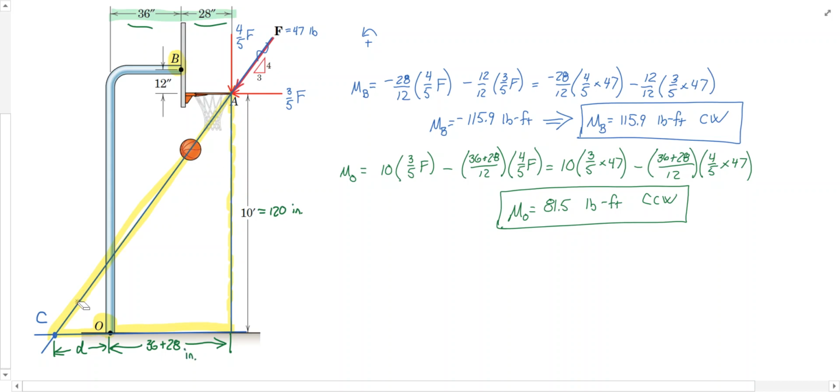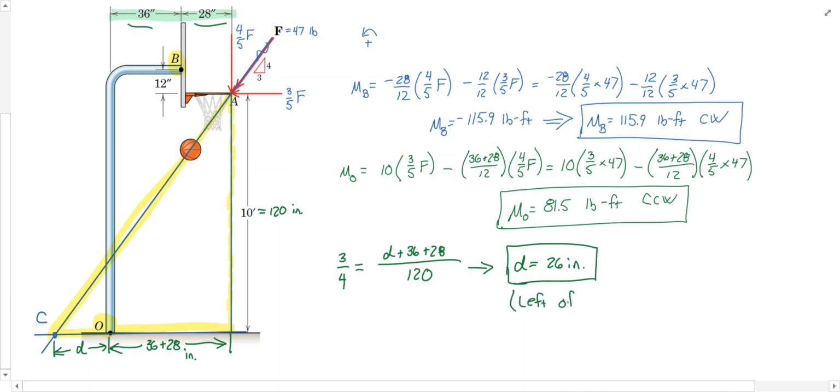And so we'll just match slopes. Slope of the force here is 4/3. You could put base over height, it doesn't really matter. I'm going to do that. I'm going to put 3 to 4. And that has to be equal to the base here, d plus 36 plus 28, and then divided by the height of 120. And if you solve this out, you'll find that d is equal to 26 inches. So the point is 26 inches to the left of point O. That's really all you have to do for this problem.